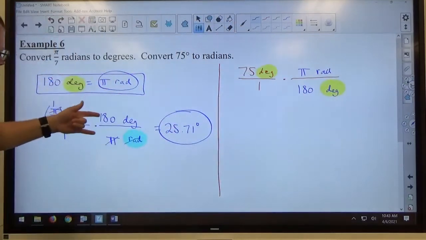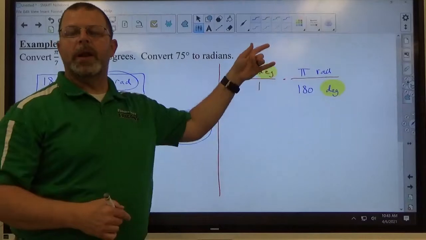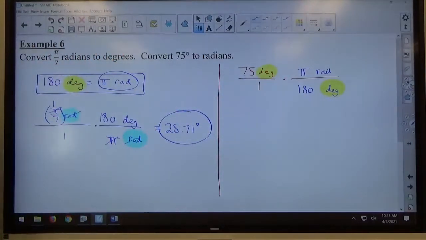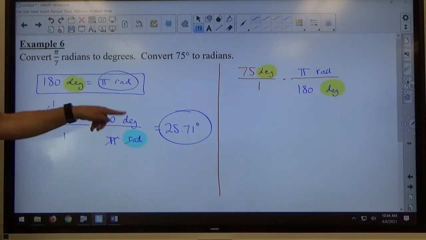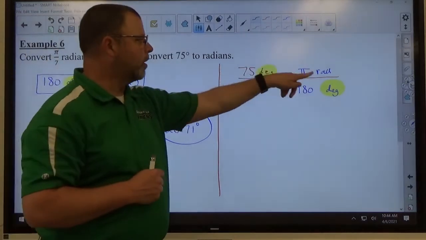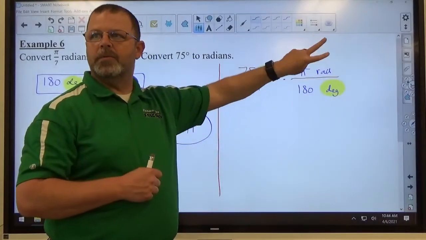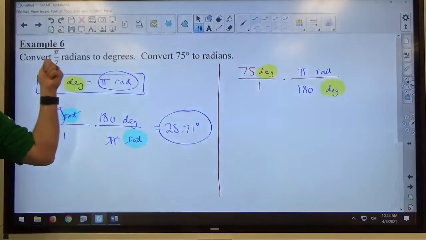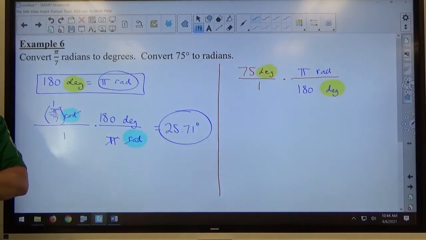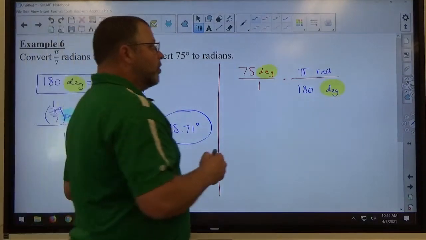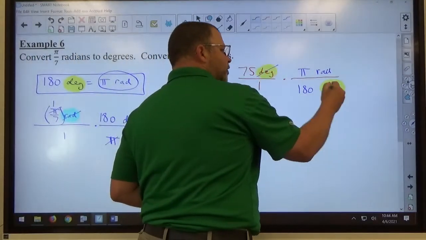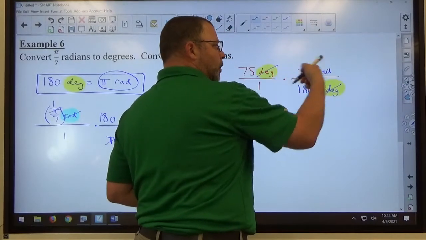So sometimes it's 180 over pi, sometimes it's pi over 180. What we're trying to make happen establishes how we're going to do that. So if I'm starting off with radians, I want the radians on the bottom, I want degrees on top. If I'm starting out with degrees, I want degrees on the bottom, radians on top. So it flips that over, using the same fact both times, just a matter of which one goes on top, which one goes on bottom. Just as before, the unit of degrees cancels degrees, the unit we don't want cancels, we're left with radians.